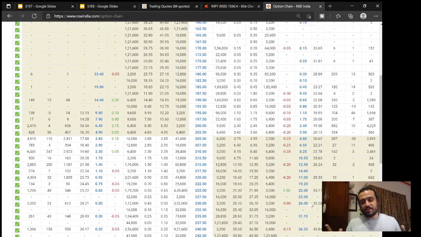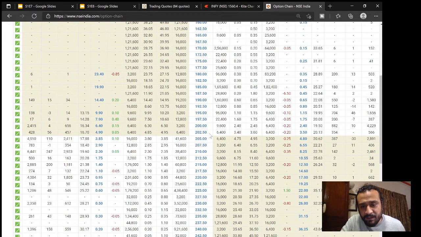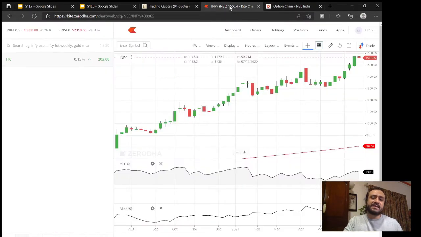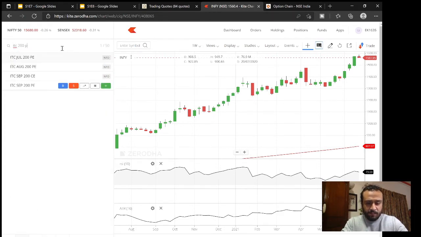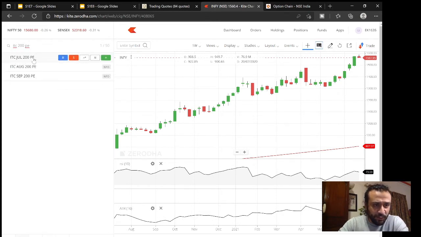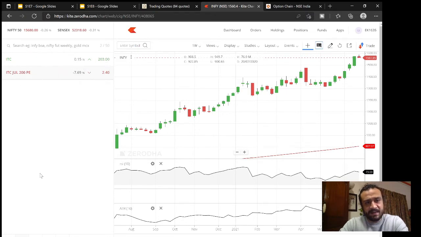So all of these options are traded. I know it's an increment of 2.5 for each strike price. Let me see, I want to buy a 200 put option for ITC. I believe ITC will fall. So I say ITC, I say 200 put option, and automatically the search gives you ITC July 200 put option, right? I just click on this one. This is nothing but your ITC July 200 put option.